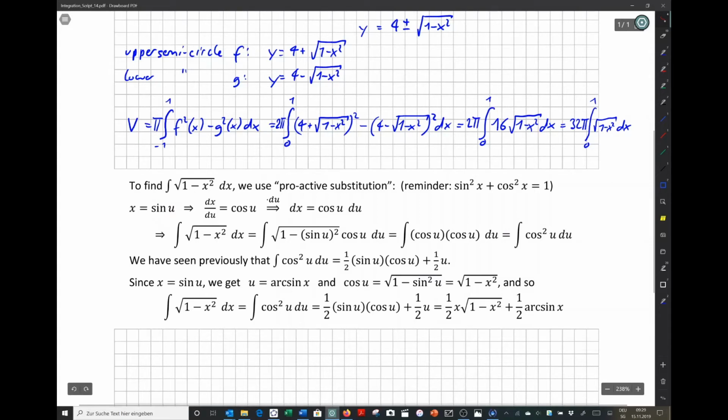We look at the derivative of this function. So we take the derivative of sine of u with respect to u, and we get dx by du is cosine of u.